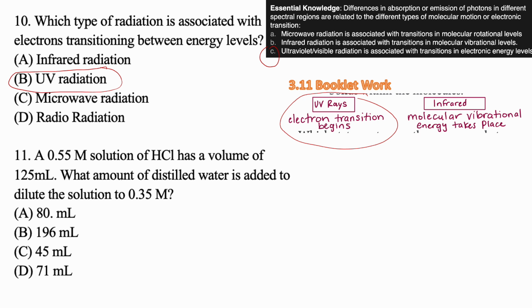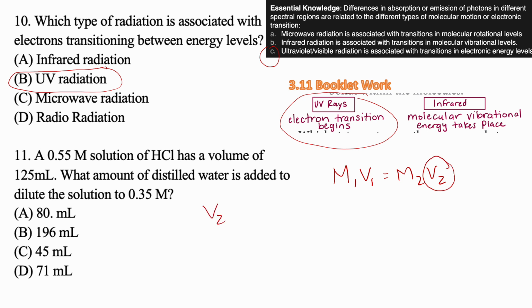Number 11 is a dilution equation. It's asking us what amount of distilled water is added to dilute the solution. So when we are solving for our volume for the dilution, we need to remember that that is the total volume at the end. So we need to subtract the initial volume in order to figure out how much was added. So if we look at our dilution equation, which is something you do have to memorize, we're solving for the amount of water that was added to the dilution. So we're solving for V2.